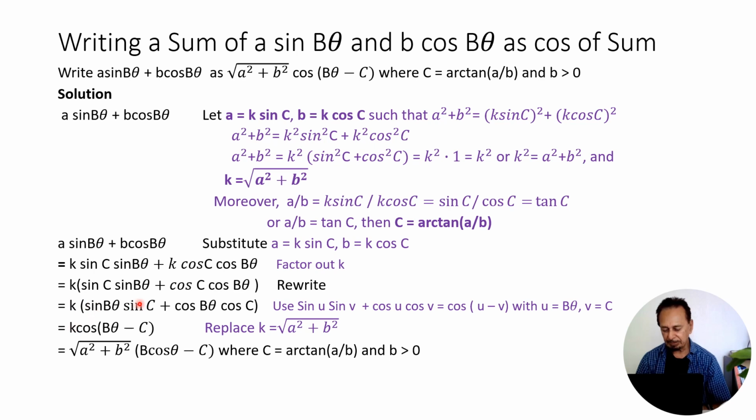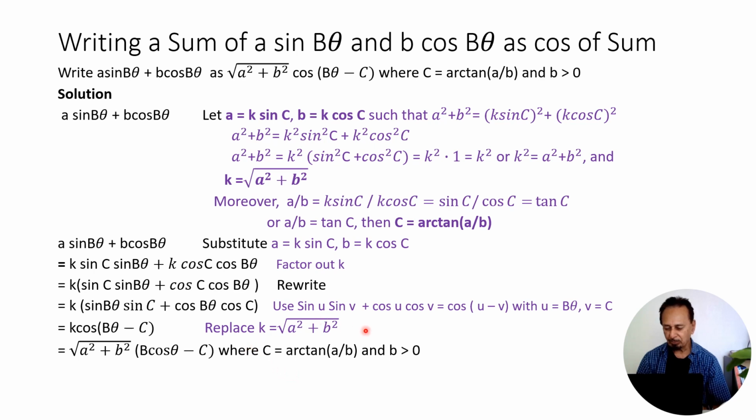We already factored. So let's rewrite. So we switch this one. So we write sine b theta sine c and cosine b theta cosine c. Now this is similar to this formula: sine u sine v plus cosine u cosine v, which is equal to cosine u minus v, with u equal to b theta and v equal to c. So we get k times cosine of b theta minus c.